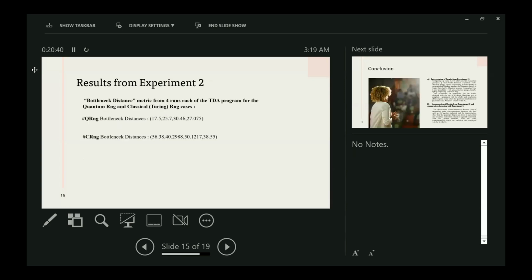Again, this is about the second experiment, the QRNG bottleneck distances. The bottleneck distance, as I mentioned, was computed from the Gudhi library. And you see the range here for the QRNG is between 17.5 and 27, whereas the range for the CRNG is almost double, where you have 38 to 57 as the ranges that come out at different runs of the experiment.